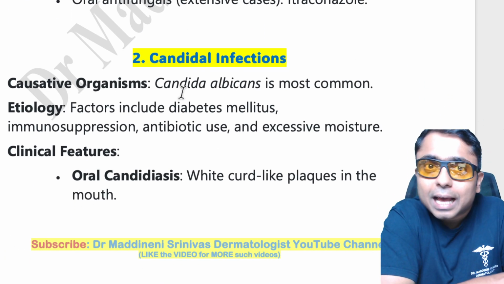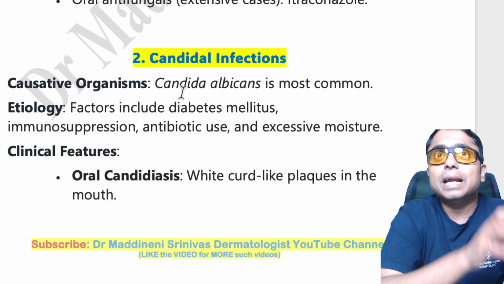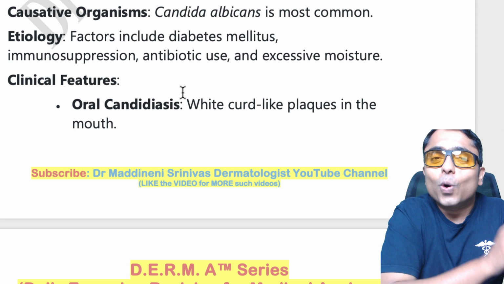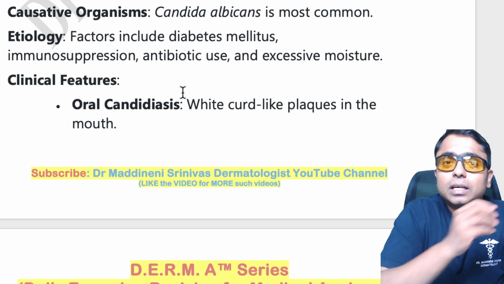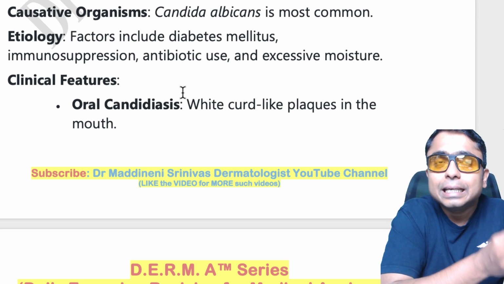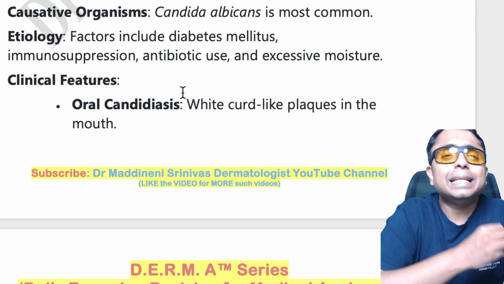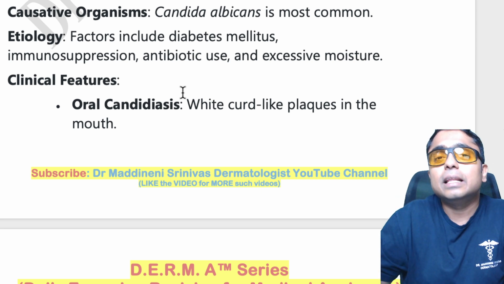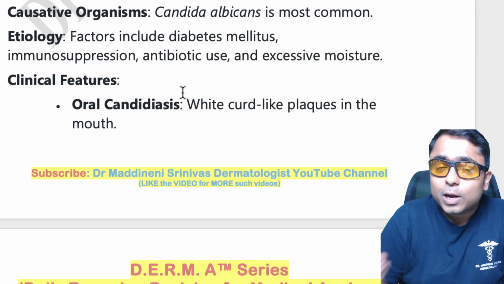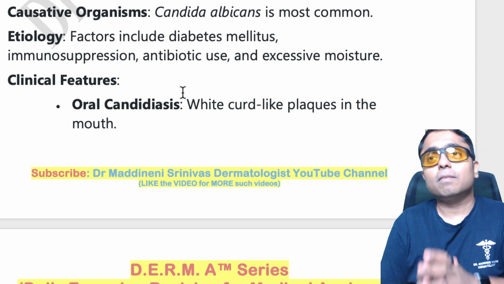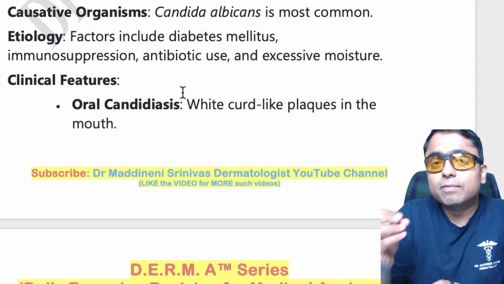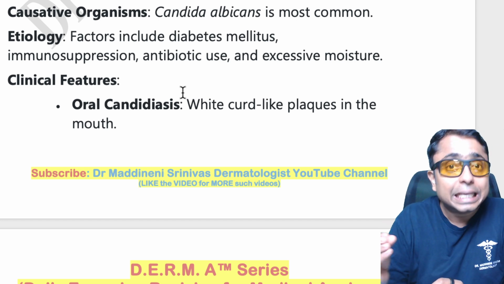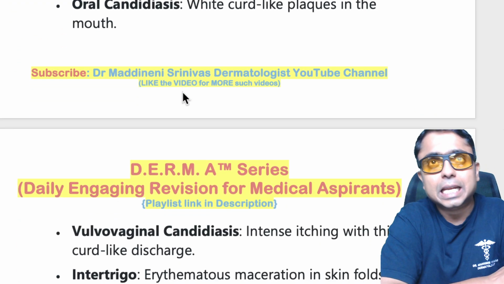Remember it is Candida albicans, which is the most common cause, and factors involved are going to be diabetes and immunosuppression. Oral candidiasis is going to present as white curd like plaques which are going to be adherent to the mucosa, and they can be easily scraped off. This is the important difference between the candida and the oral hairy leukoplakia. Oral hairy leukoplakia is caused due to the virus Epstein-Barr virus, and it is going to produce again the same white colored plaques, but they are going to be present on the lateral aspect of the tongue and they are not easily scrapable, whereas in candida they are easily scrapable.